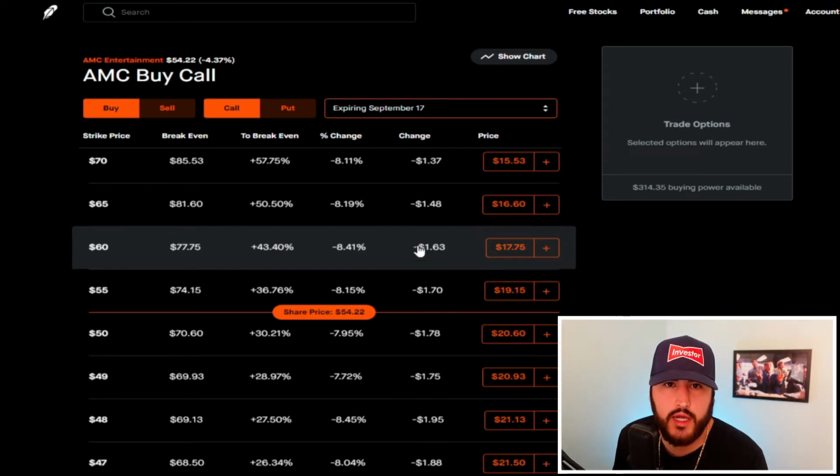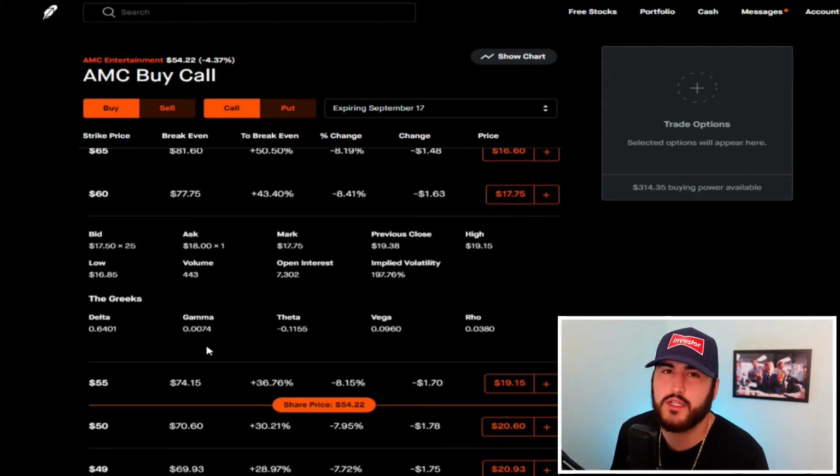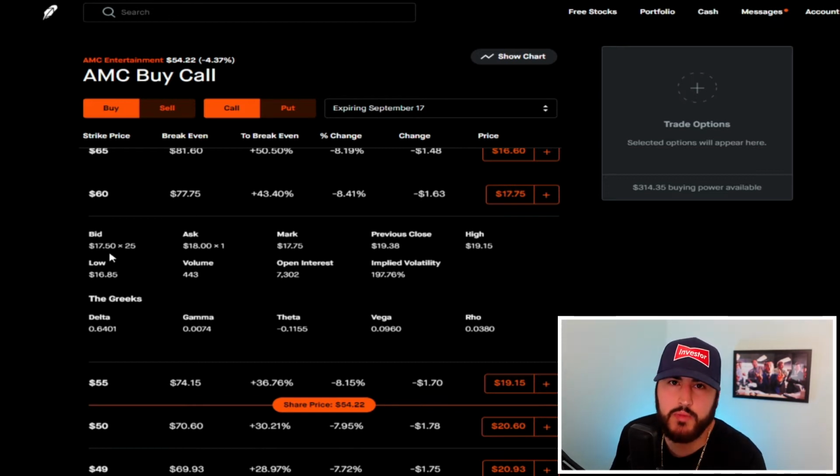But what I want to talk about here, and I want to talk about a couple things. If you click on the actual options contract, you're going to get the stats and the Greeks. Let's just dive into all of this right now. The mark is basically the middle between the bid and the ask. The bid is how much people are willing to pay for this options contract, and the ask is how much someone is willing to sell this options contract at. So we have 25 contracts that are willing to be purchased at $17.50. We have one contract that's willing to be sold at $18. So therefore, your mark is $17.75.